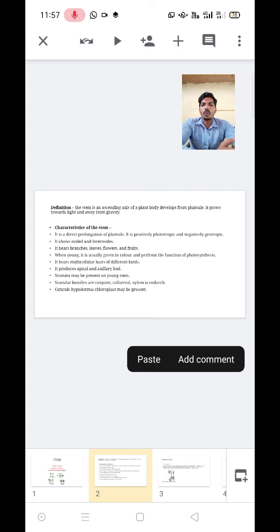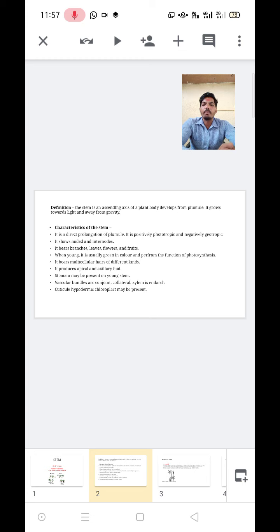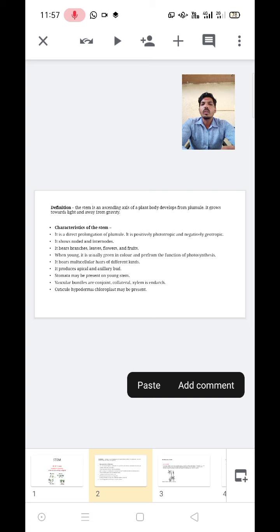The next point is the characteristics of a stem. It is a direct prolongation of the plumule, and it is positively phototropic and negatively geotropic. It shows nodes and internodes. It bears branches, leaves, flowers and fruits. When young, it is usually green in color and performs the function of photosynthesis. It bears multicellular hairs of different kinds. It produces apical and axillary buds. Stomata may be present on the young stem.